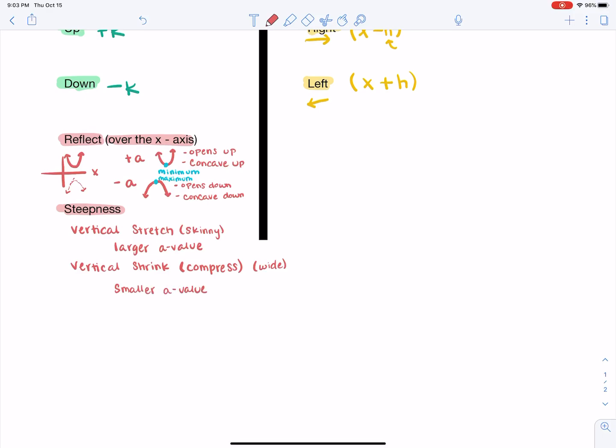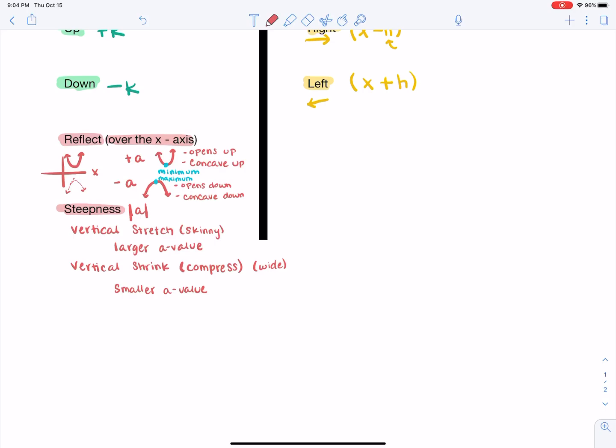Now, when we talk about larger and smaller a values, we're really talking about the absolute value of a. Okay? The stretch and shrink doesn't matter if it's negative or positive. Negative or positive affects which direction it opens, but for stretch and shrink, we're just looking at the actual value. So if I have an a value that's -2 and an a value that's -3, well, -3 is going to be more of a vertical stretch because 3 is bigger than 2.